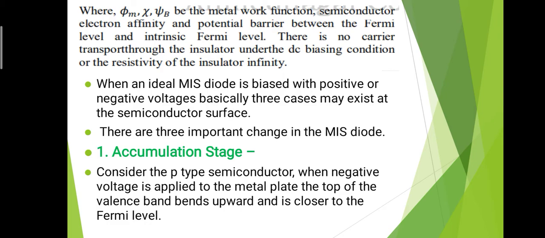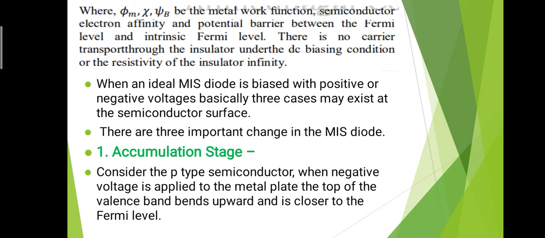These are the different parameters we already considered. Phi m is the metal work function, chi is the electron affinity, which is chi for the semiconductor and chi I for the insulator. Phi b is the barrier height, or the potential barrier between the Fermi level and the intrinsic Fermi level.